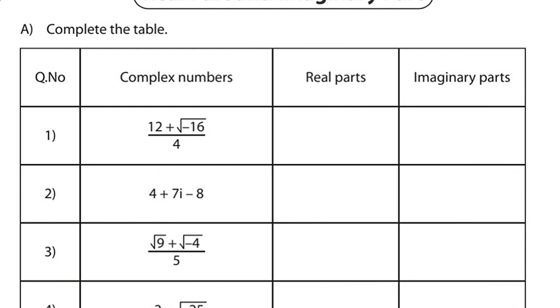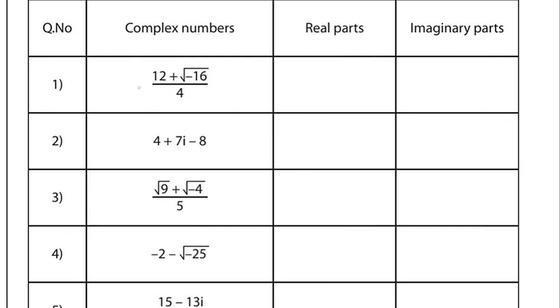So the first one, we are given 12 plus the square root of negative 16, all divided by 4. I want you to know that the real part is only 12 divided by 4, because we can split this as 12 divided by 4, then plus the square root of negative 16 also divided by 4. So the real part is just 12 divided by 4, which I can write as Re of z equal to 12 divided by 4, which is equal to 3.